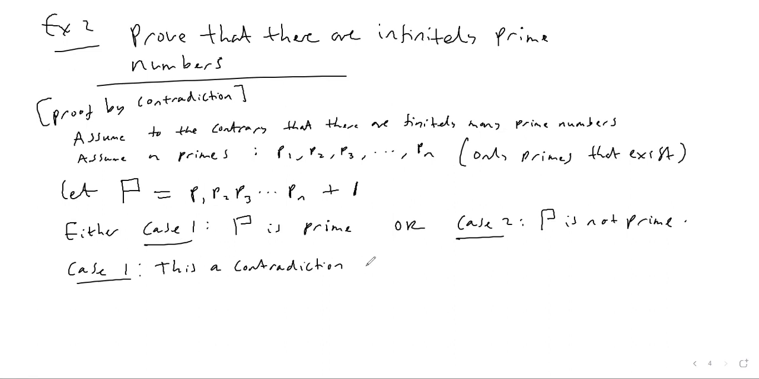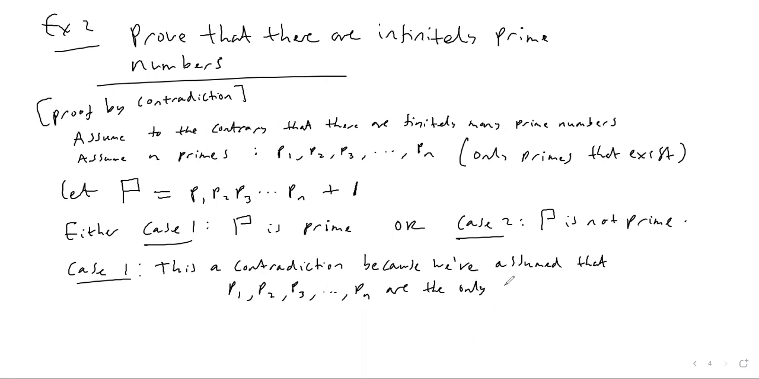So case 1 is a contradiction because we've assumed that P1, P2, P3 up to Pn are the only primes. But if, again, this capital P is prime, then that contradicts that. So let's look at case 2 then. So case 2, P is not prime.